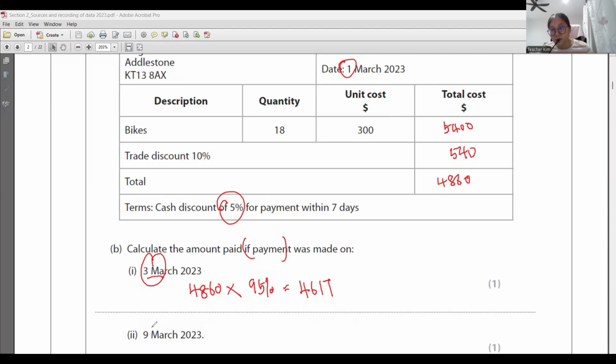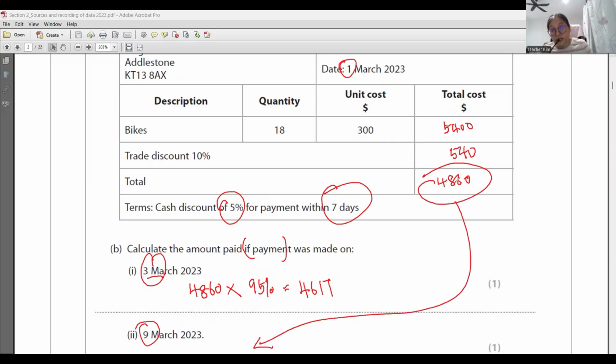But another scenario is that when the payment is made after 7 days, the customer has to pay the full amount. So this full amount, 4,860, because this is after 7 days.